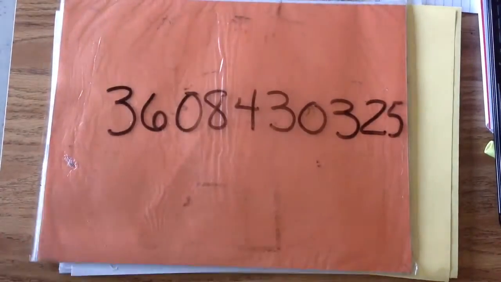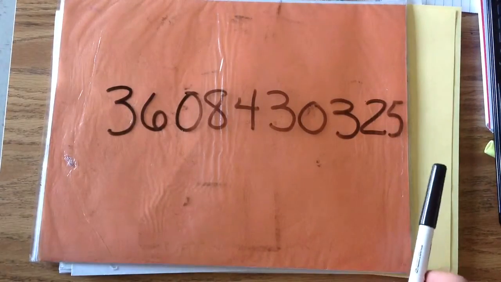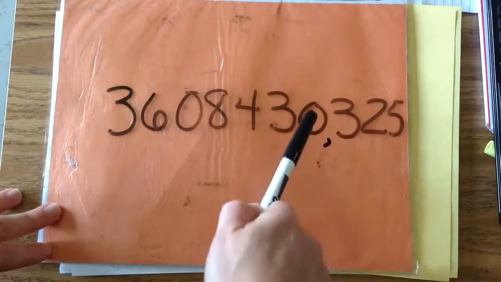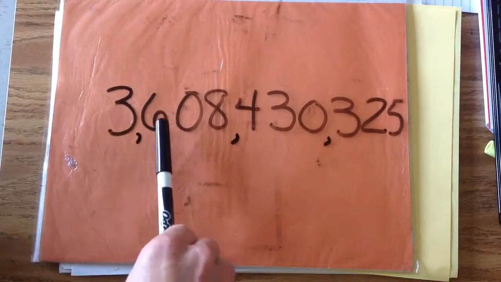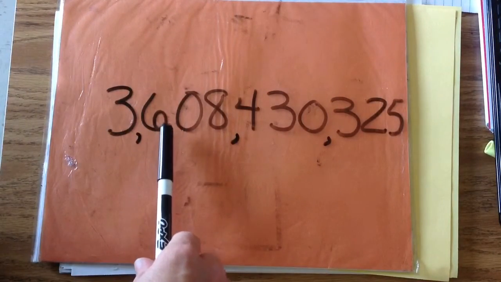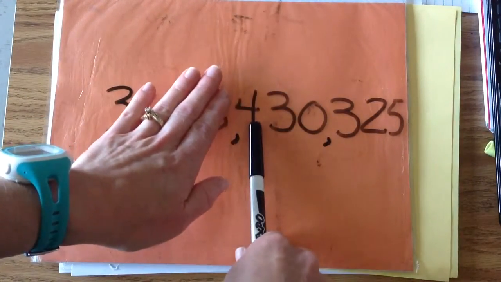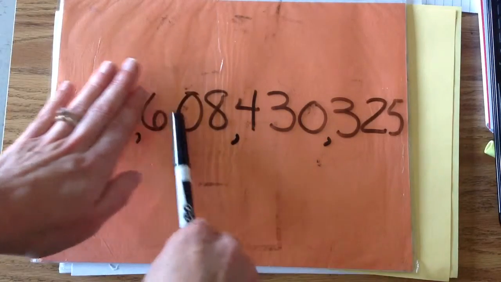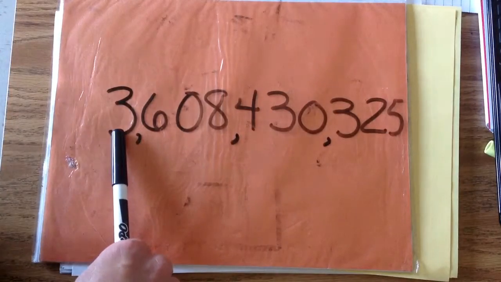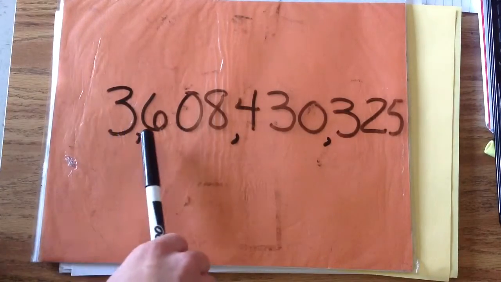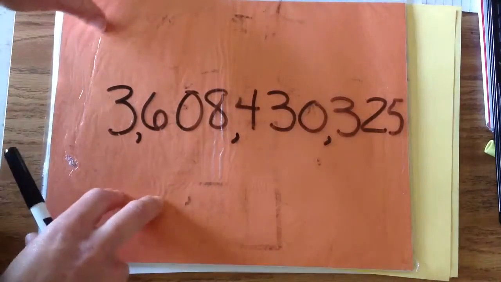All right, if we look at this number, it's just a giant number. But once you throw commas in there, it's much easier to read. So we do 1, 2, 3, comma. 1, 2, 3, comma. 1, 2, 3, comma. So here is our millions spot. Because we have ones, tens, hundreds, thousands, 10,000s, 100,000s, millions, 10 millions, 100 millions, and then we have billions. So this we would read 3,608,430,325. All right, that's a giant number.